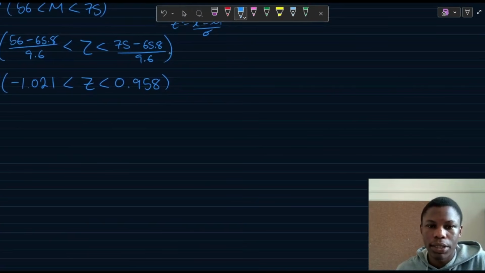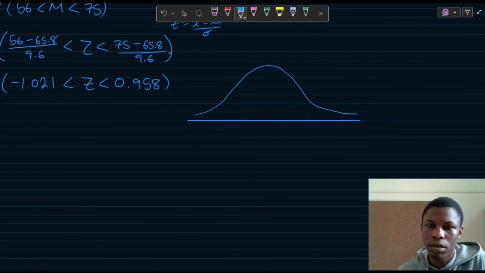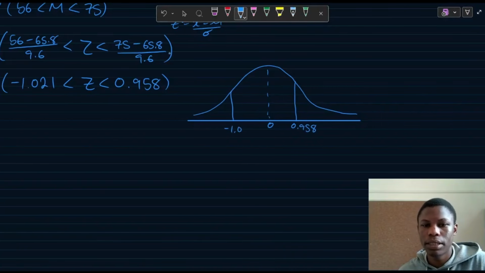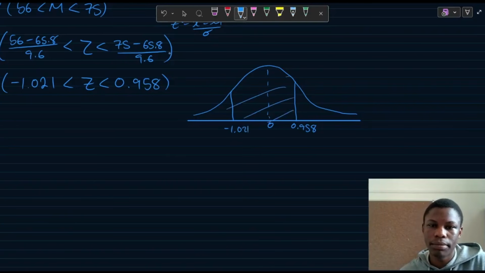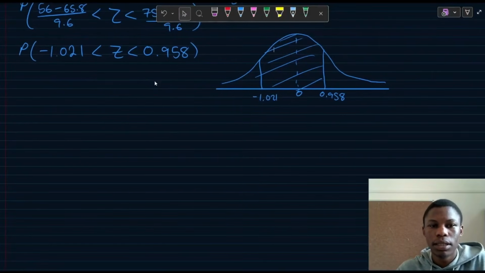And you can sketch this out. We want the area between negative 1.021 and 0.958. This area here. That's what we're interested in.